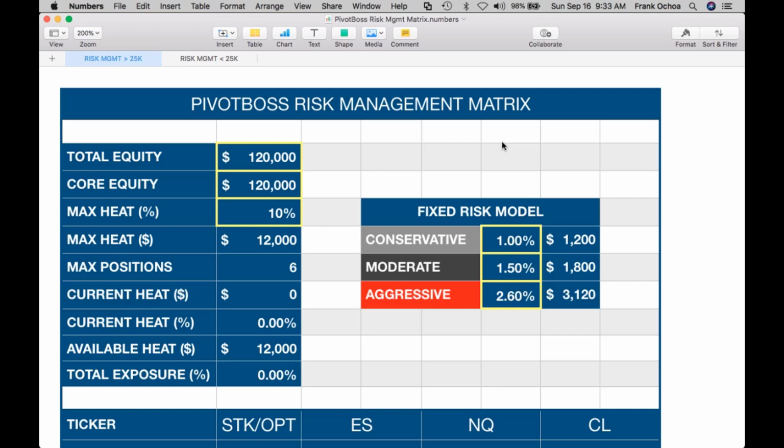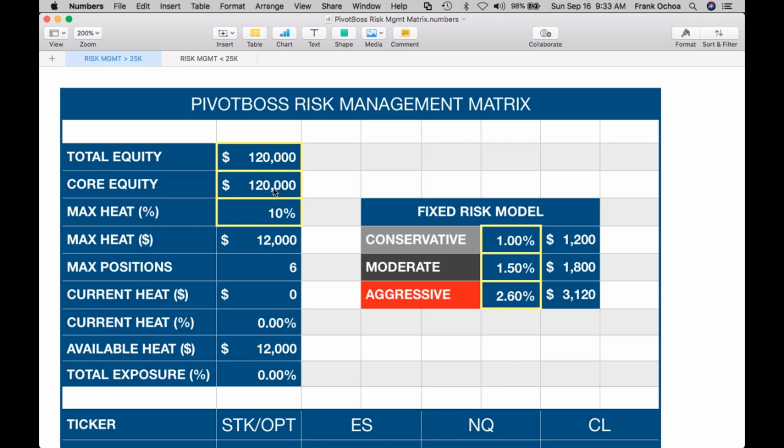Anytime I need to know right off the bat what is a conservative, moderate, or aggressive trade allocation, I need look no further than this spreadsheet. Every single day, what I do is I look at the total equity for a given account. I enter it here in this yellow box.